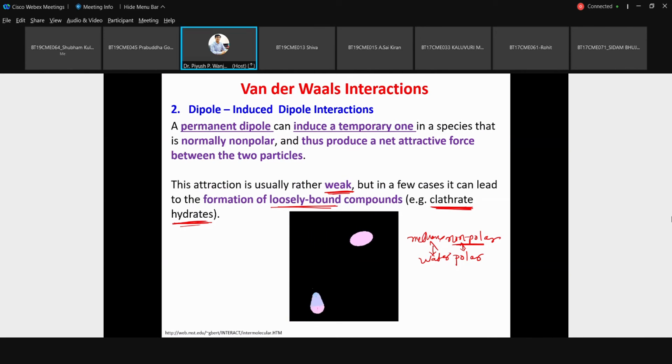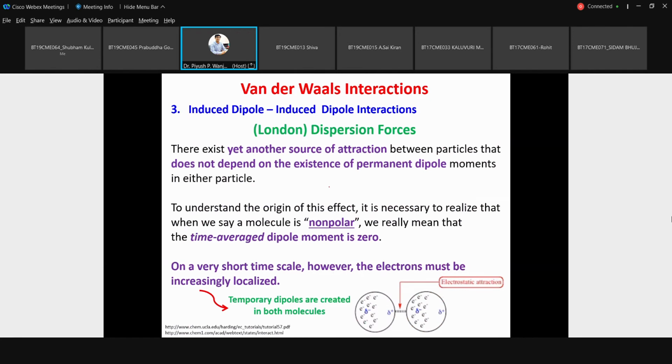Okay, then there can be a third kind, even two non-polar things like methane, for example, interacting with another methane molecule. How do two methane molecules, like two oil-like molecules, stay together, even though both of them have a net dipole moment of zero? So here also this concept can be considered as again theorized. They say there is another source of attraction that does not depend on the existence of permanent dipole moments like you have in the water molecule.